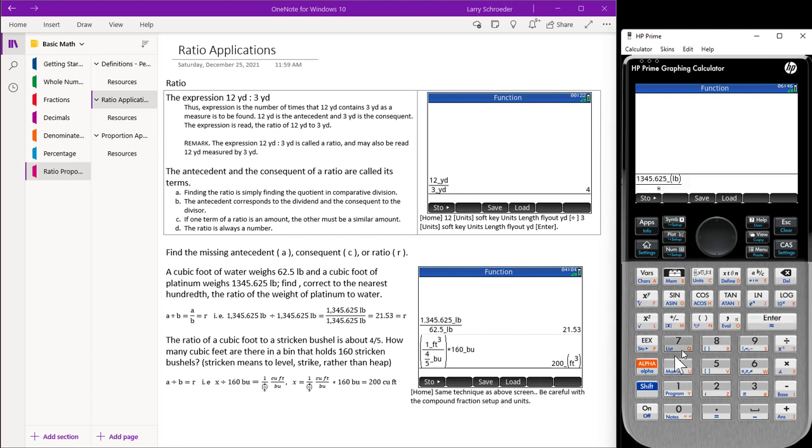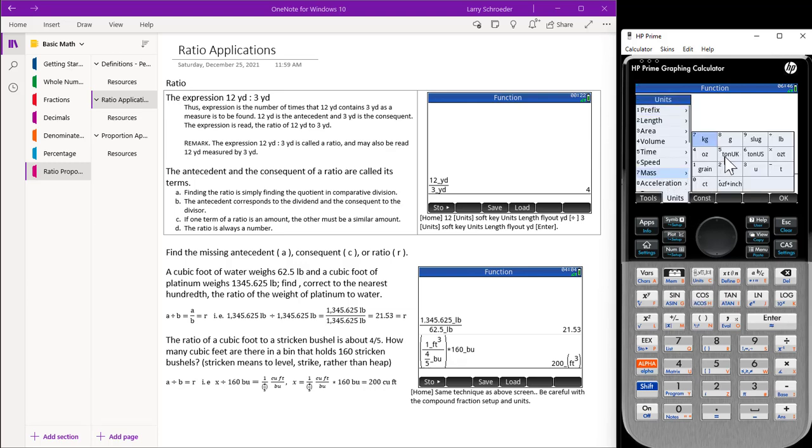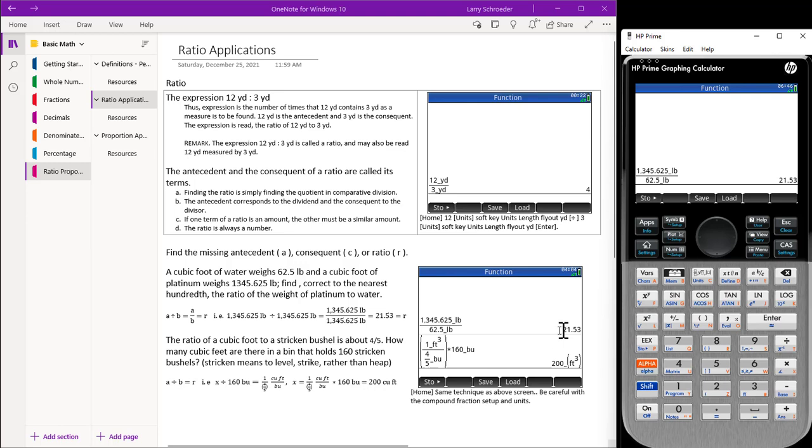Divide 62.5 unit mass pound. Press enter. And we get our answer to be 21.53. Notice the pounds canceled out and we just got a number for our answer.